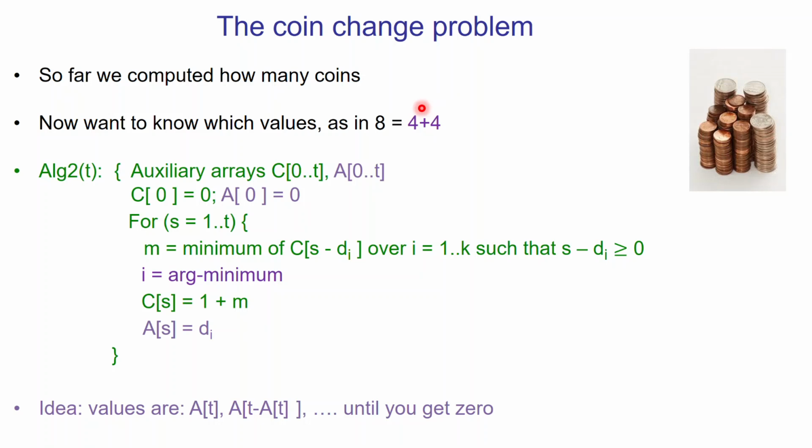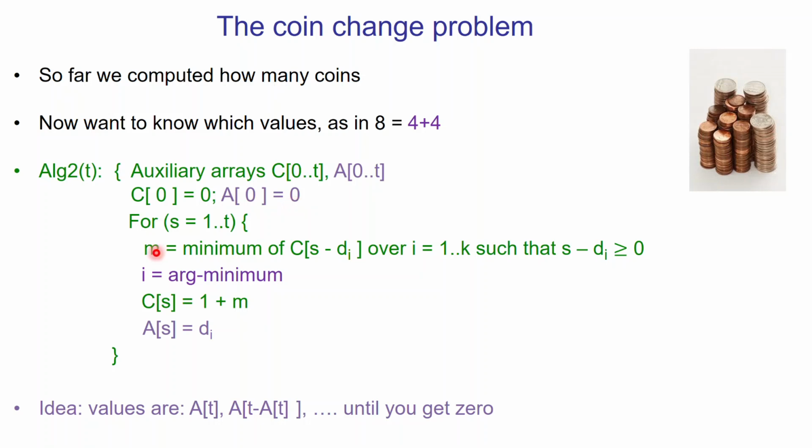Here is the previous code to compute the cost in green. And we are now going to add some few lines in purple to obtain another algorithm, algorithm 2, whose output can also be used to print the solutions. We're going to use another auxiliary array A from 0 to t. Again, A of 0 will be set to 0. And basically, the idea is that A will contain not the minimums, but the arg minimums.